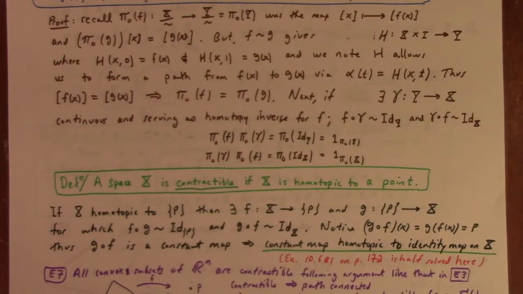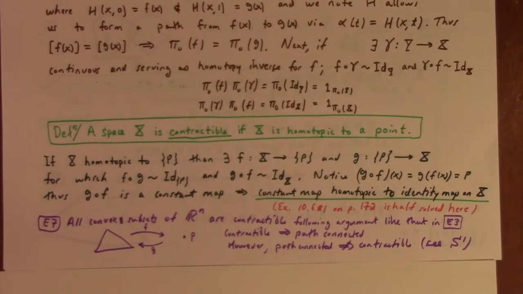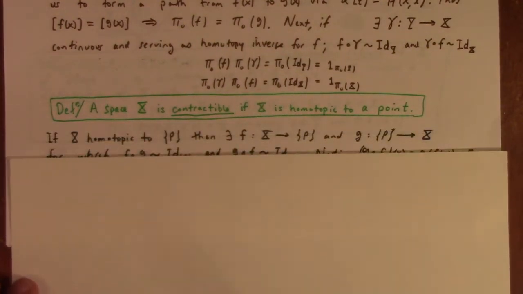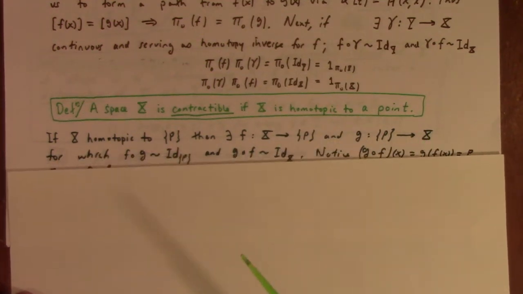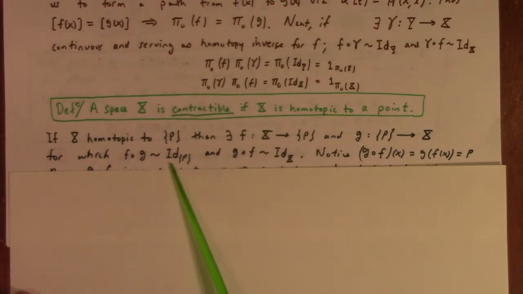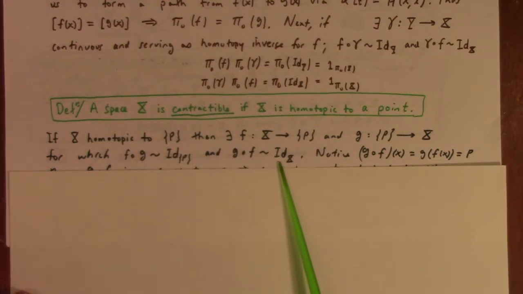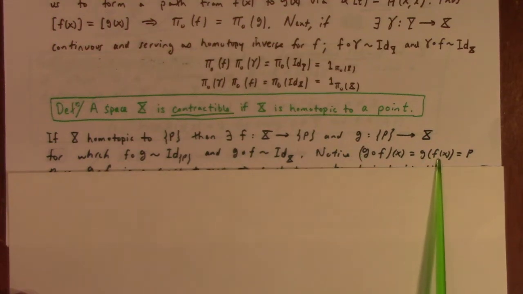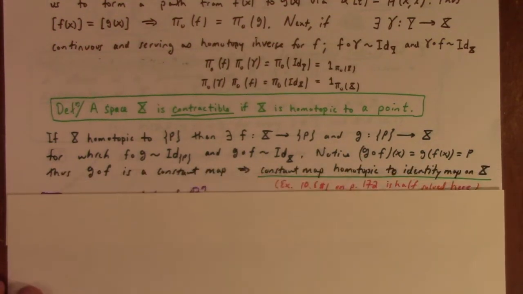But anyway, so moving on here. A space X is contractible if it's homotopic to a point. All right, what's that mean? So homotopic to a point means that there exists a mapping f from x to p and g from p to x such that f composed with g is the identity on the space with just p, and g composed with f is homotopic to the identity on x. Notice that g composed with f of x is g of f of x. It has to be equal to p, so that means that g composed with f is a constant map, but we proved before that the constant map is homotopic to the identity map on x.